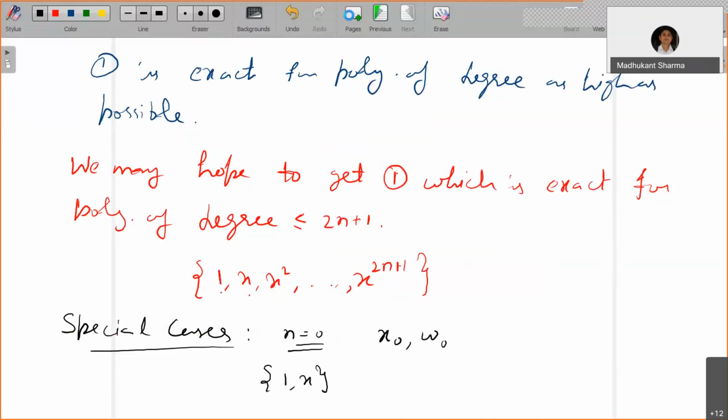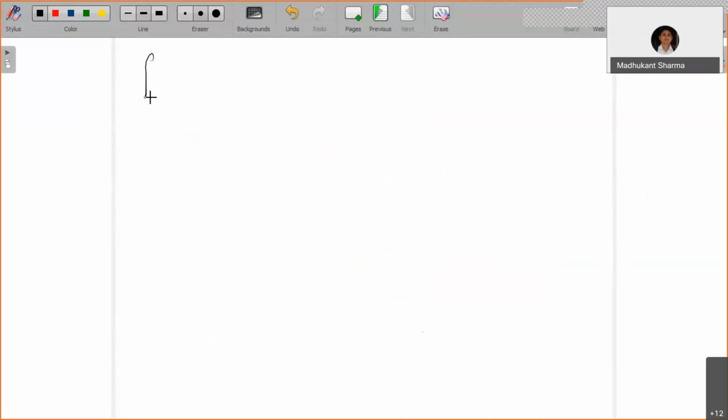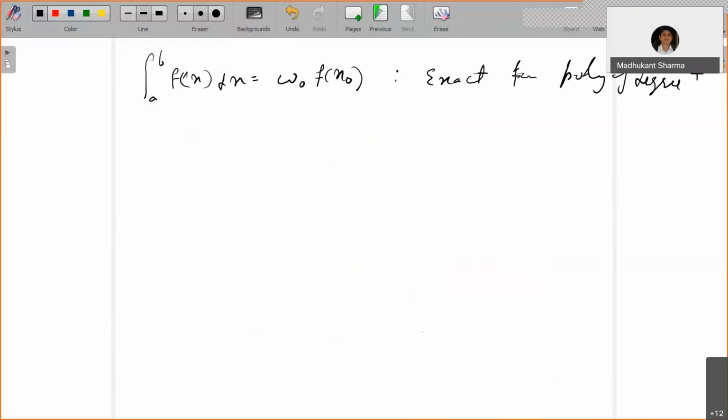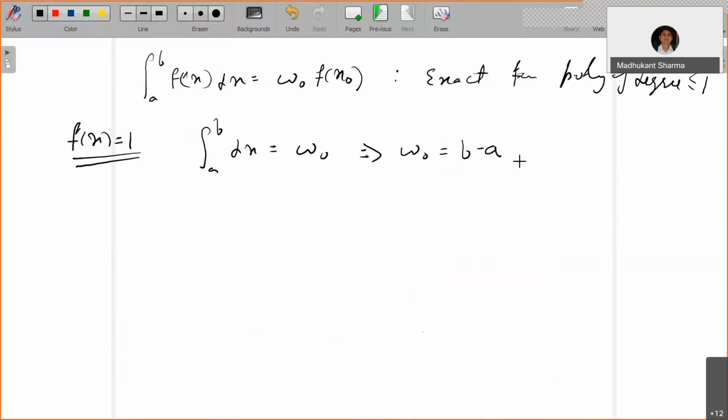Right. So we seek integration a to b f of x dx equals w0 f of x0, so that it is exact for polynomials of degree less than or equal to 1. So f of x should be exact for constants, so f of x equals 1 should be exact for this. Integration a to b dx equals w naught. f of x0 is also 1 because f of x is constant. So this implies w0 equals b minus a.